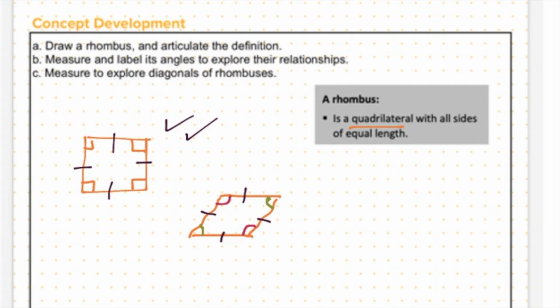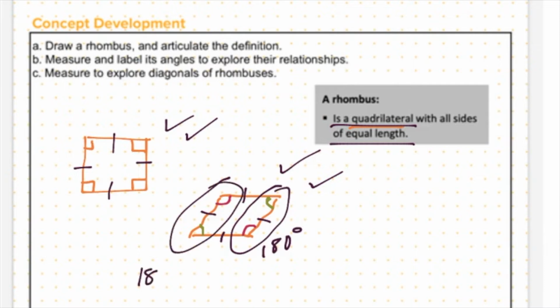Now, let's see if this is a rhombus. Is it a quadrilateral? Yes. And do all of the sides have equal length? Yes. That's a rhombus right there. Now, if you were to look at these measurements of the angles that I just talked about, you would realize, okay, well, these are going to equal 180. You have 1 acute and 1 obtuse. And then these are going to equal 180. 1 acute and 1 obtuse.